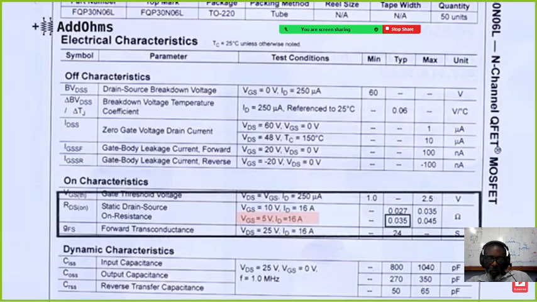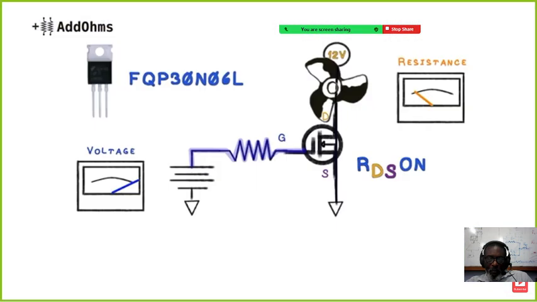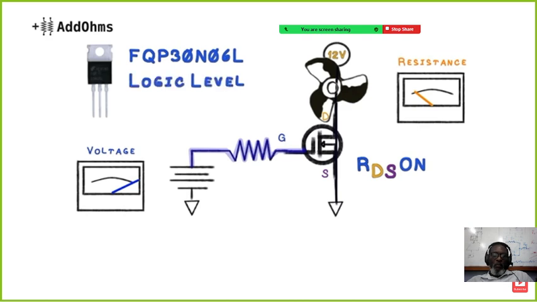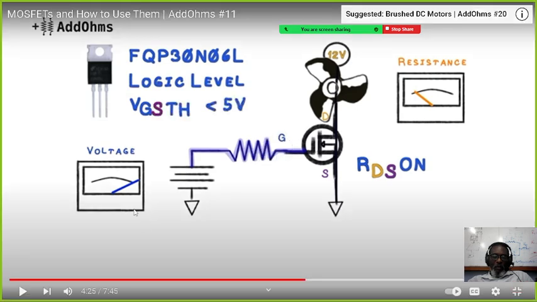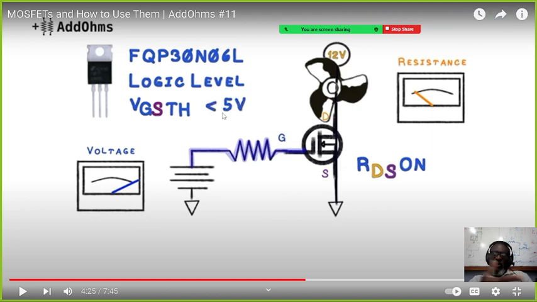That's pretty small when you think about it. We picked this MOSFET on purpose. It is known as a logic level MOSFET because the voltage from gate to source, VGS, is lower than 5 volts. You see it? So we can use the 5 volts. From the specification sheet, at 5 volts the RDS is how much again? 0.035, right?